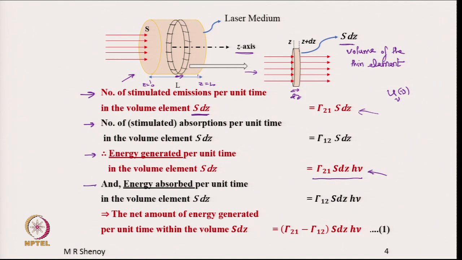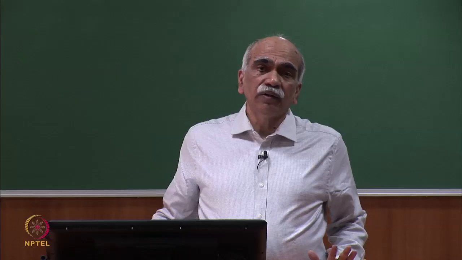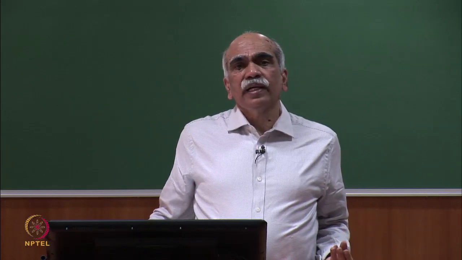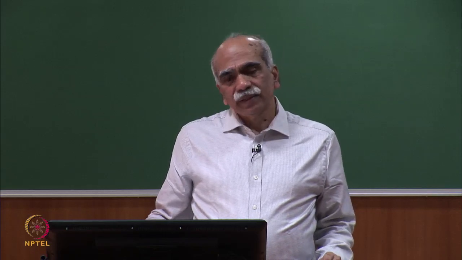Similarly, the energy absorbed will be equal to gamma 12 into S dz into h nu, because every absorption takes away one photon of energy h nu. Therefore, the net amount of energy generated per unit time within the volume element S dz is given by this minus this, that is (gamma 21 minus gamma 12) into S dz h nu. So, simply from the definitions of rate of emission and absorption, we have written that the net amount of energy generated within this volume is given by this much.